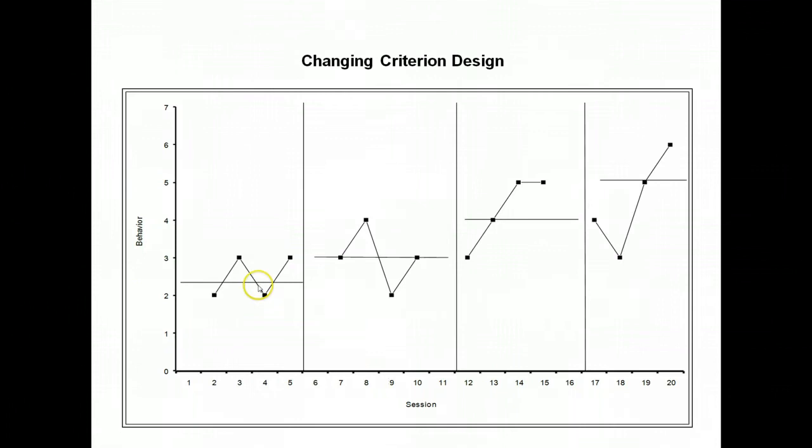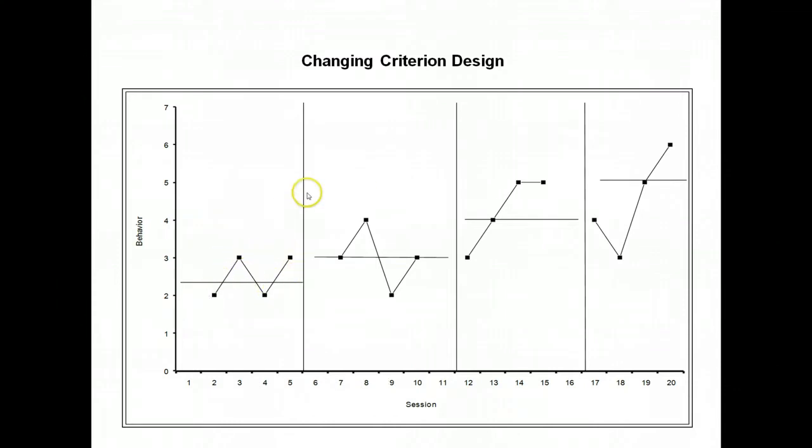Changing criterion design. This is another design that is really good for academic behaviors. A changing criterion just means goal. We set a goal. So for this, this is a very low index, 1, 2, 3. Let's say this is a behavior that we want to increase. So let's say this is a kid who's doing 2.5 math problems on average when most typical kids are doing 10. Right now this kid's doing about 2.5.